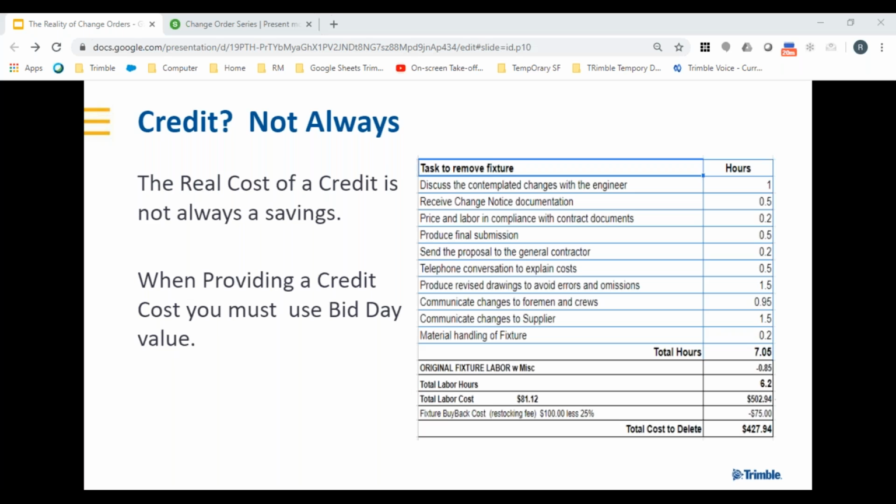So let's talk about credits. The real cost of a credit isn't always a savings. When providing a credit cost, you must, and you really should, be using your bid day value. If you bid this project 6 months ago, and in the last years we've seen copper go up and down and really do some hurt on some projects because the copper prices increased so greatly, I can't give back value that I didn't actually have. So being able to go back to that estimate that I have locked down, that's time stamped, and work a credit value using those original values is the important thing to do here and represent.